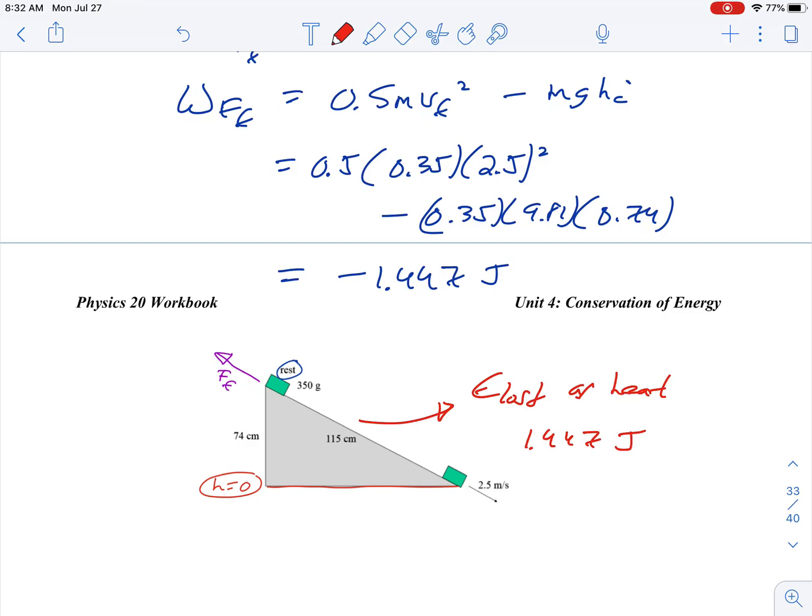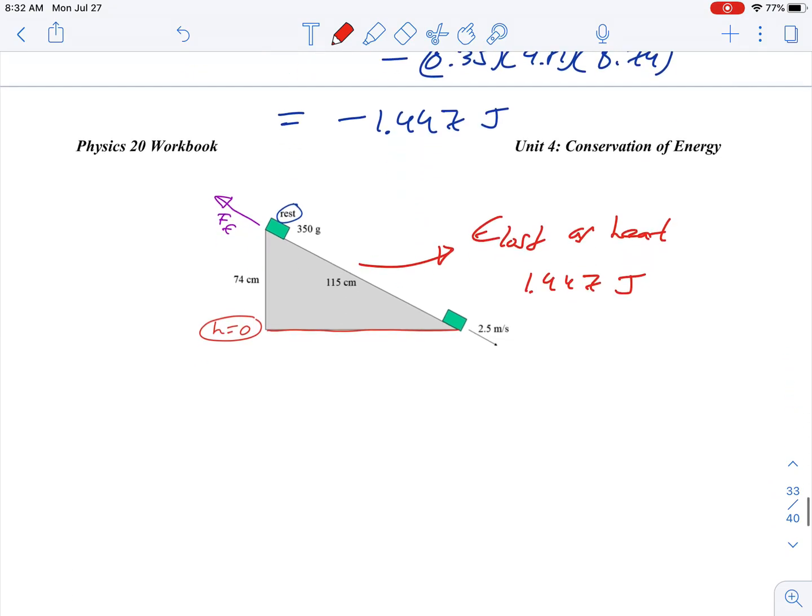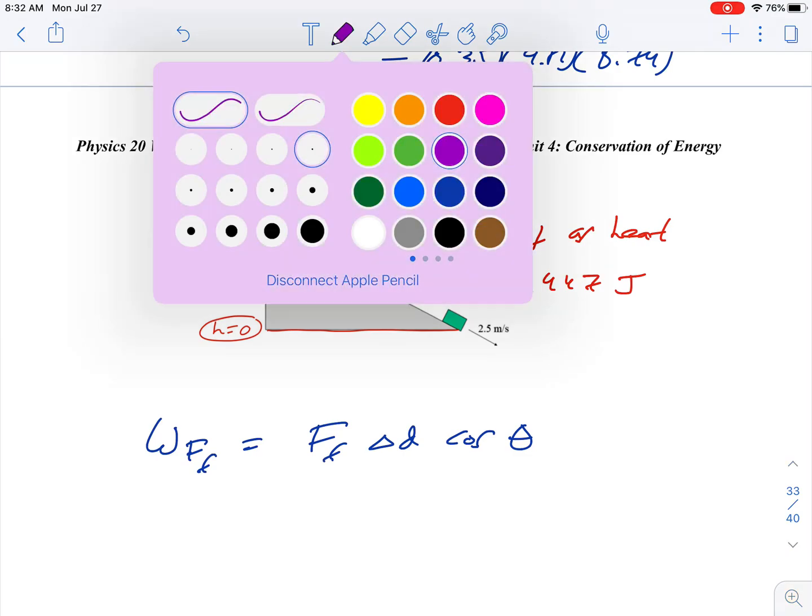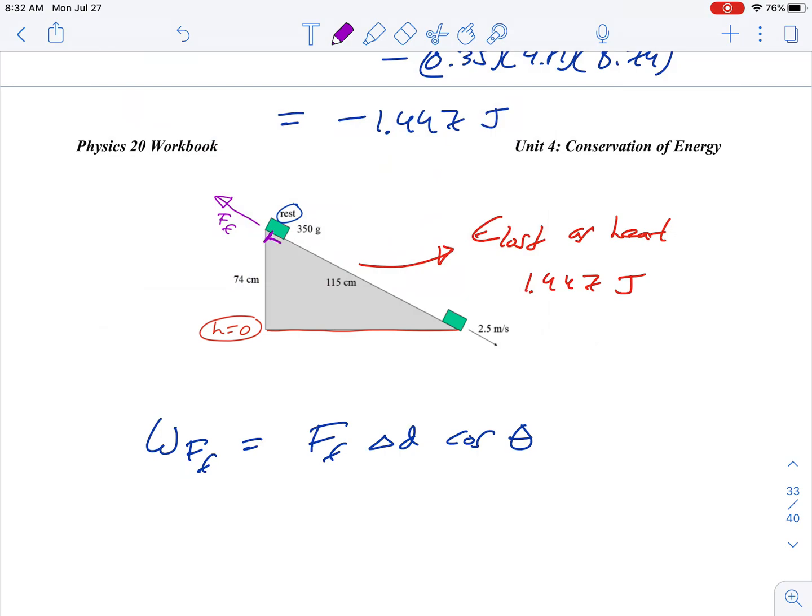Good. Now we're not looking for the work done by friction though, we're looking for the force of friction, the average force of friction. So we have another equation at our disposal, and that is the work done by friction is equal to FF delta D cos theta. All right. Now I guess the key thing here, just a couple of details. What is the displacement? Remember, displacement goes from start to finish. So from start to finish, going down the slope, that would be the delta D, which is 115 centimeters.